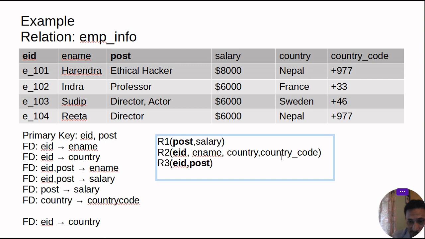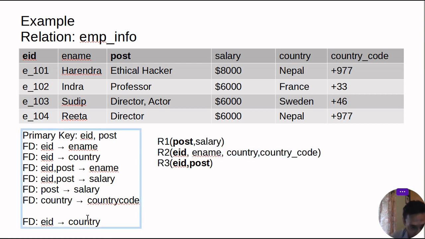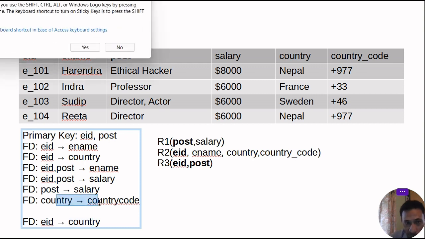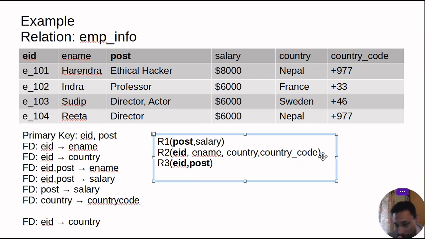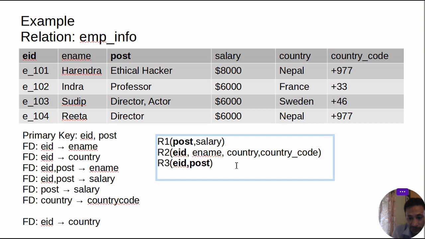But this R2 relation is in 2NF, but it is not in 3NF, because if we know EID, we know country. Okay, if we know EID, we know country, and if we know country, we know country code. That means there is the existence of transitivity among EID, country, and country code. So we have to check this problem and make this table into 3NF, because this table R2 contains a transitive dependency. That means it is not in 3NF.